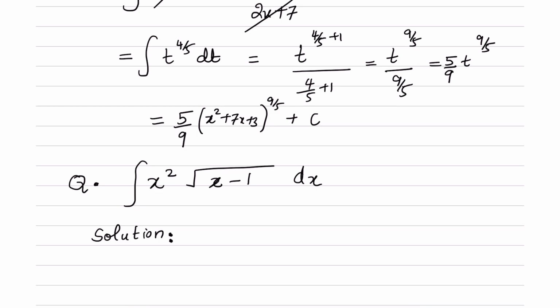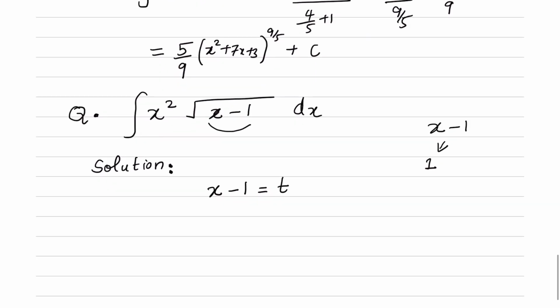Here the complex part is square root x minus 1, so its tiny part is x minus 1. We are going to put this equal to t, but before that we have to think that the derivative of x minus 1 is also here. Derivative of x minus 1 is just 1, which is written here. So let's go ahead with this substitution. Differential of x minus 1 is dx minus 0, because derivative of 1 is 0, so differential of 1 is also 0, and differential of t is dt. So we have dx is equal to dt.